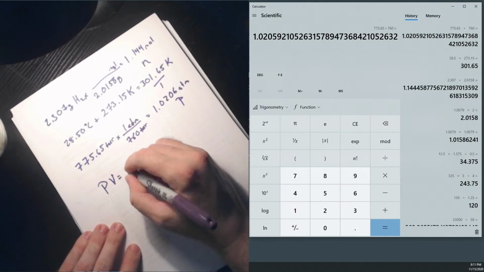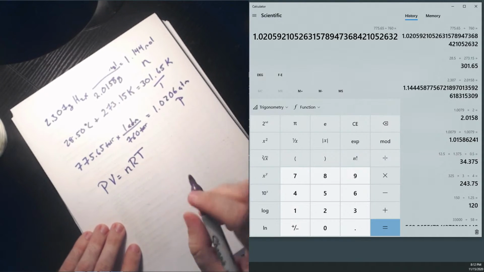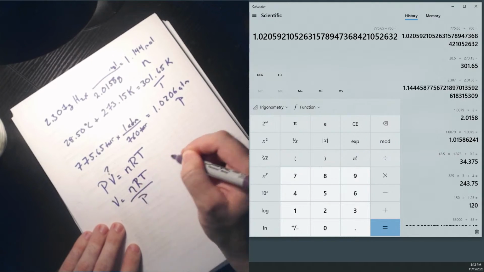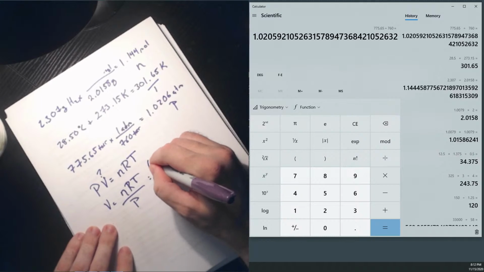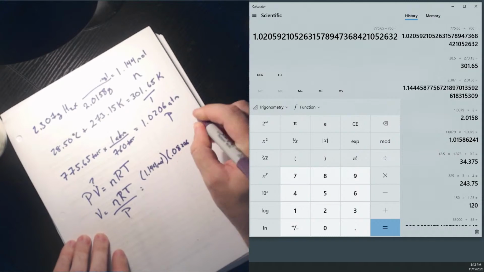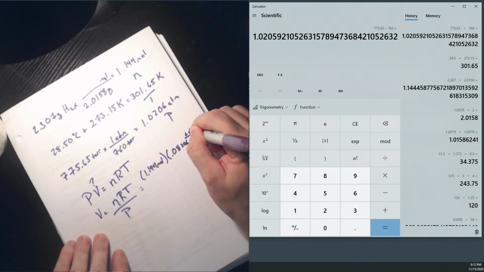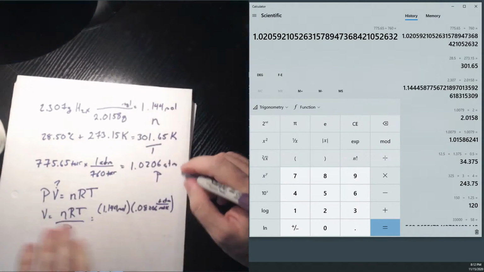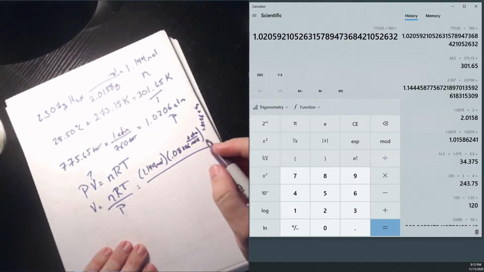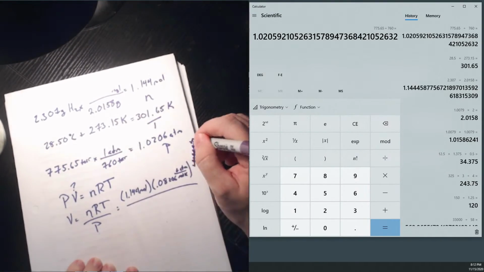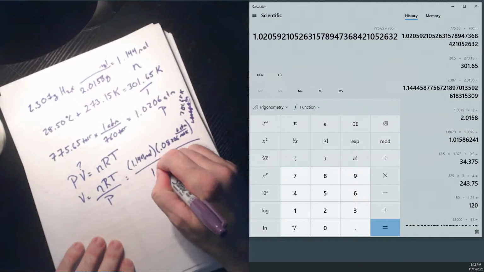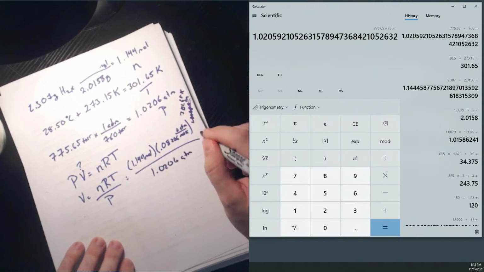So PV equals nRT. So we're solving for volume. So V equals nRT over P, which is equal to 1.144 moles times 0.08206 liter atmospheres per mole Kelvin times 301.65 Kelvin. So now we divide by 1.0206 atmospheres.